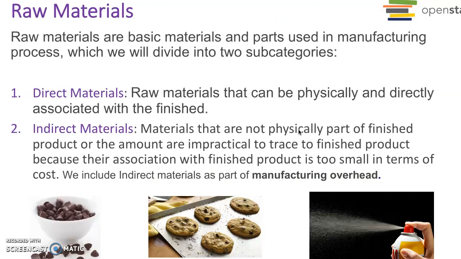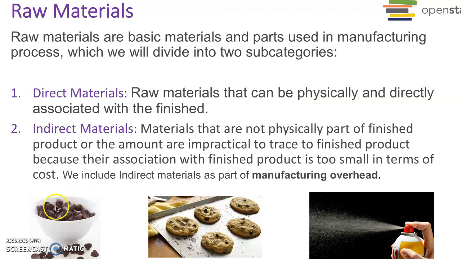Direct material is a subcategory of raw materials. Raw materials are basically any materials and parts that we need to use in manufacturing the product. So for example, let's say we want to manufacture chocolate chip cookies. One of the raw materials that you need is chocolate chips. And of course, sugar, oil, and the rest of the stuff.